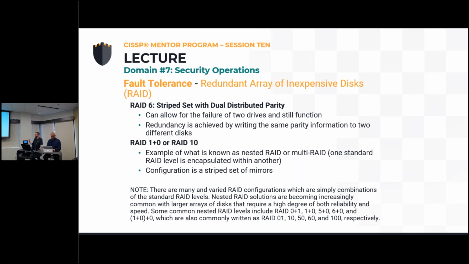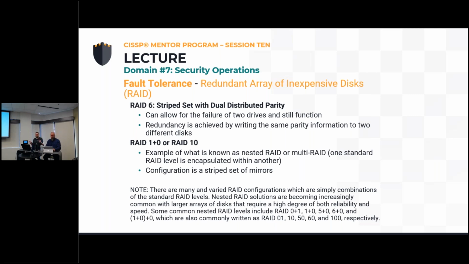And then RAID 1+0, RAID 10, it's a mirrored stripe set of mirrors. So we're striping and then mirroring that to a second set. The easiest one is you have 2 disks that are striping, and then it mirrors the stripe to a second set of disks. So you could lose 1 disk in either set.